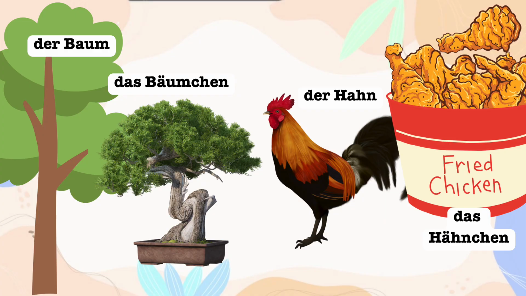Chapter 4. Neuter nouns. Now let's move on to neuter nouns, which are indicated with the article das. I already mentioned the suffixes chen and lein. While I was talking about them with relation to people, you can also use them with inanimate objects and even animals. For example, der Baum, tree. It becomes das Bäumchen for the neuter form, or little tree. Der Hahn and das Hähnchen, chicken.